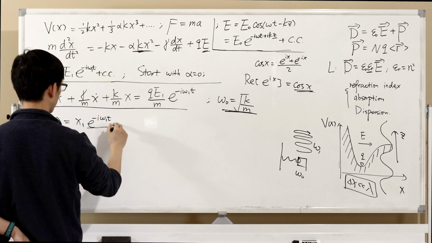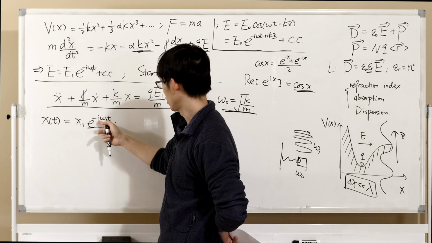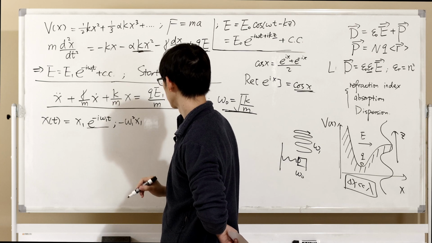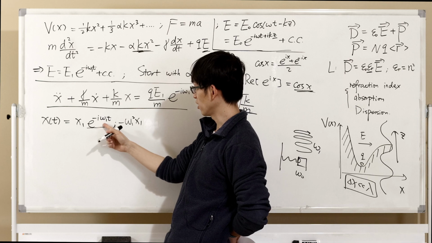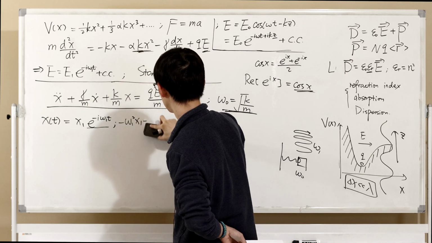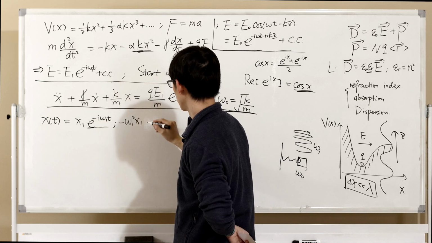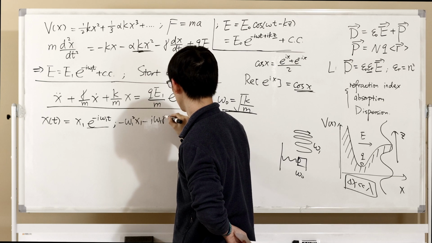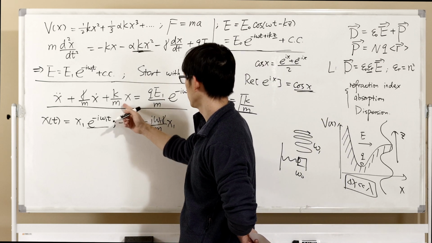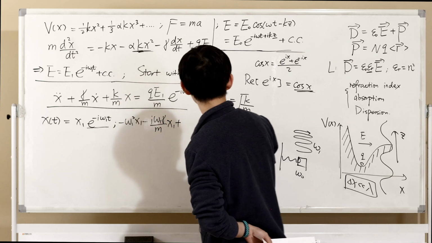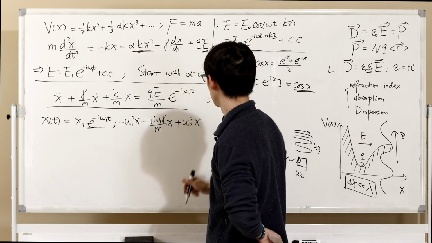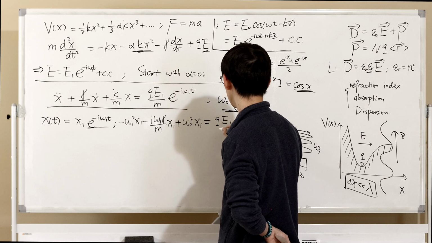So you plug this back in, and the twice derivative brings out i omega 1 twice, so you have minus omega 1 squared x1. We neglect e to the minus i omega 1 t here because it gets cancelled left and right. Then plus, with one derivative, minus i omega 1 gamma divided by m, times x1. Then k divided by m is omega naught squared, so omega naught squared x1. On the right-hand side, you have q E1 divided by m.